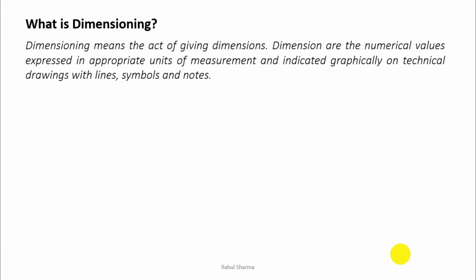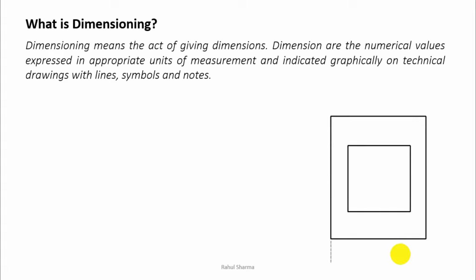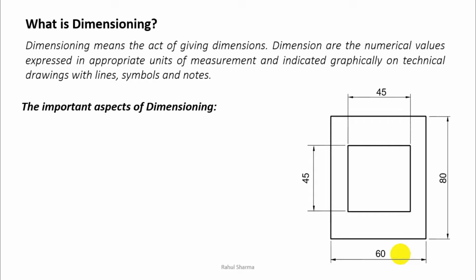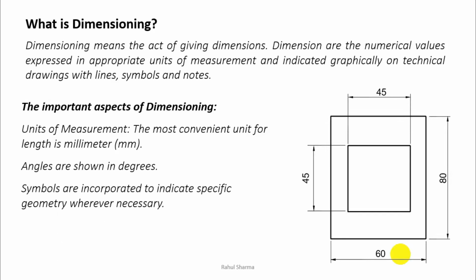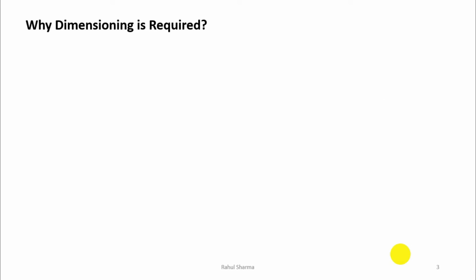Dimensioning is actually the process in which we give size detail of any object in the form of numeral values. It is very important for the manufacturing purpose. These are the very important aspects of dimensioning. First, we take the standard units, that are mm. Units of angles are shown in degree, and we use appropriate symbols wherever it is required.